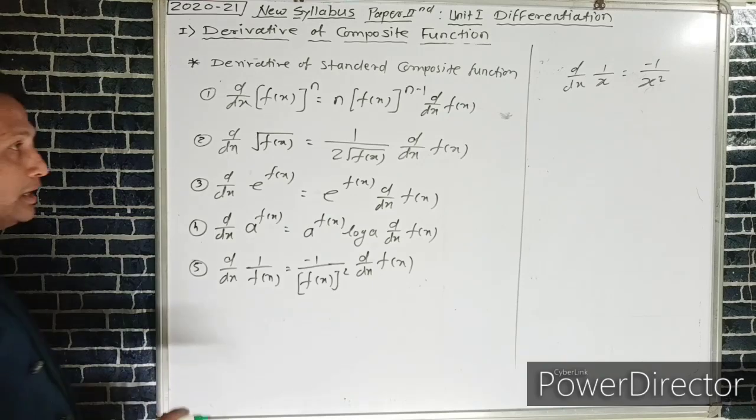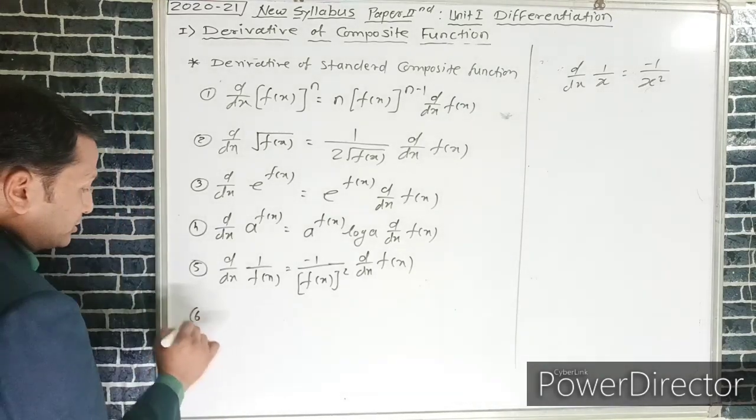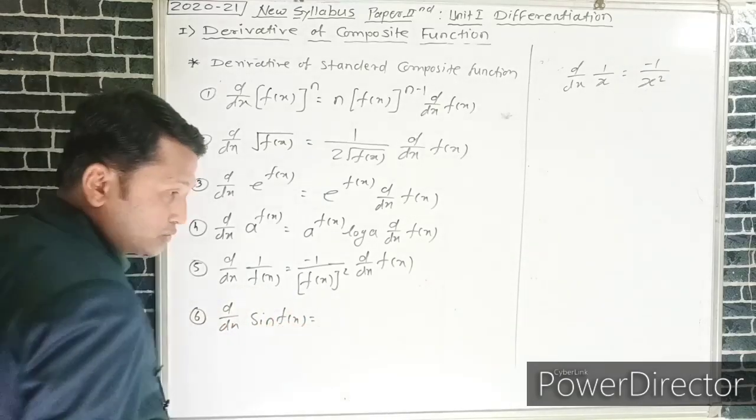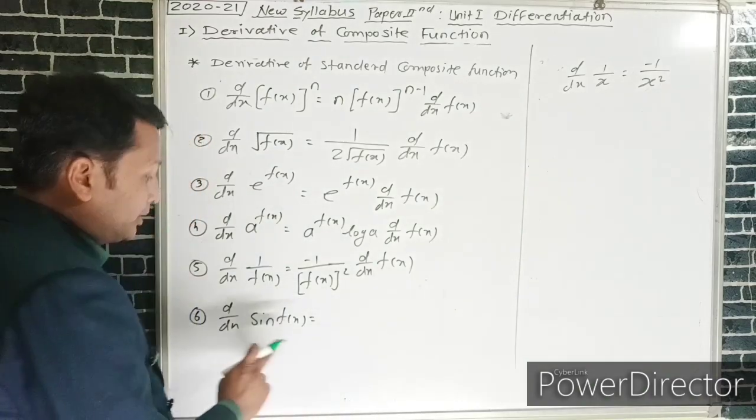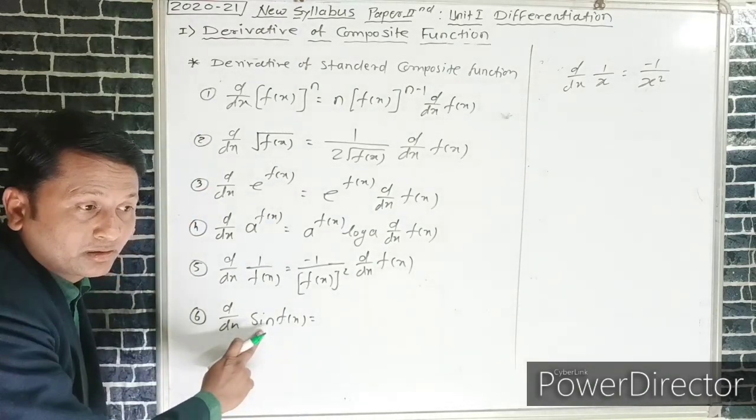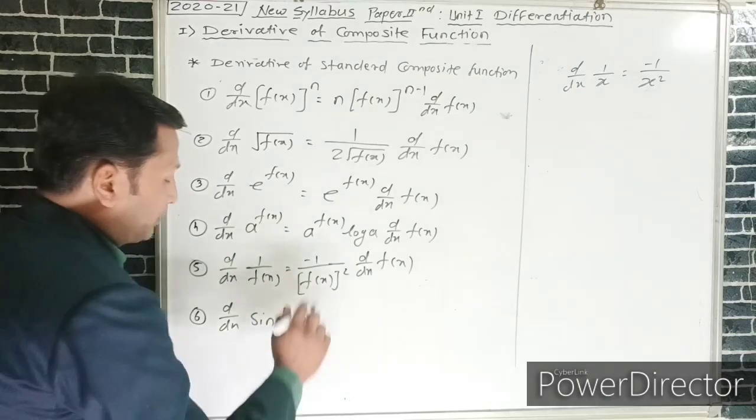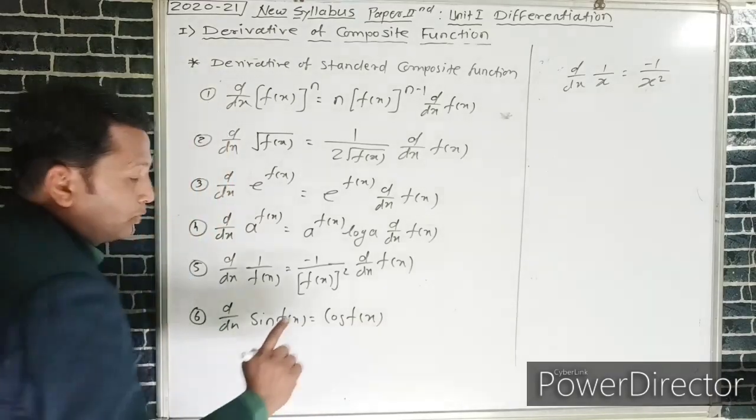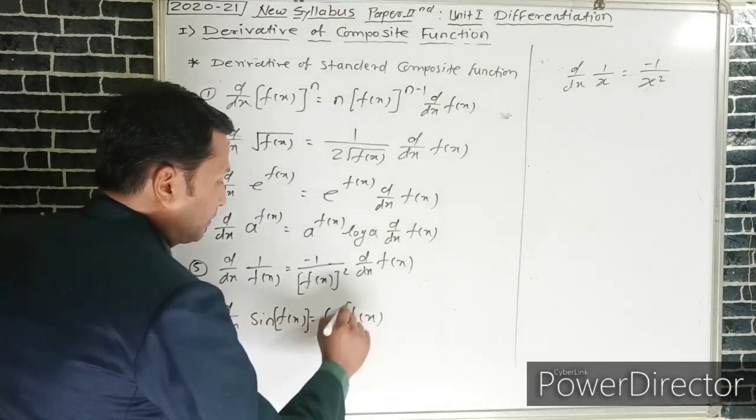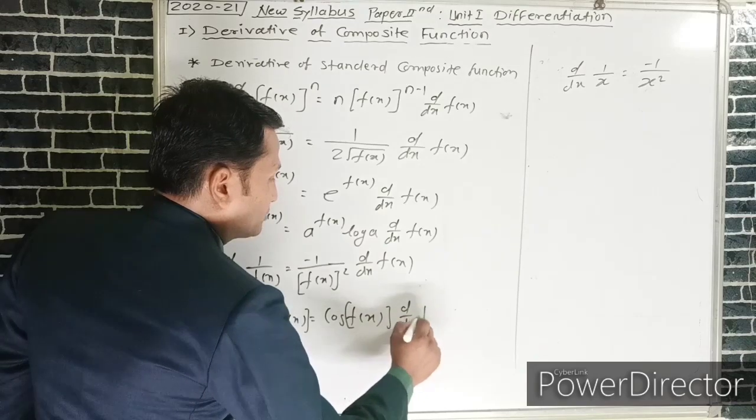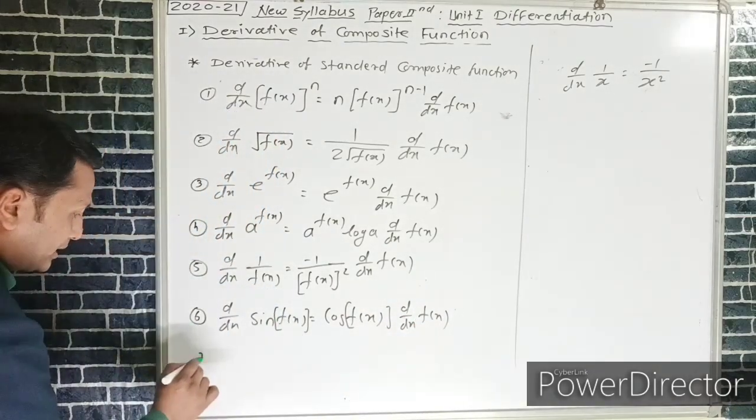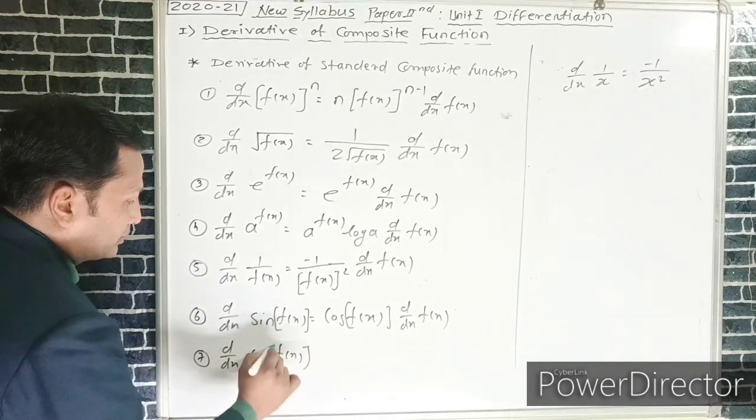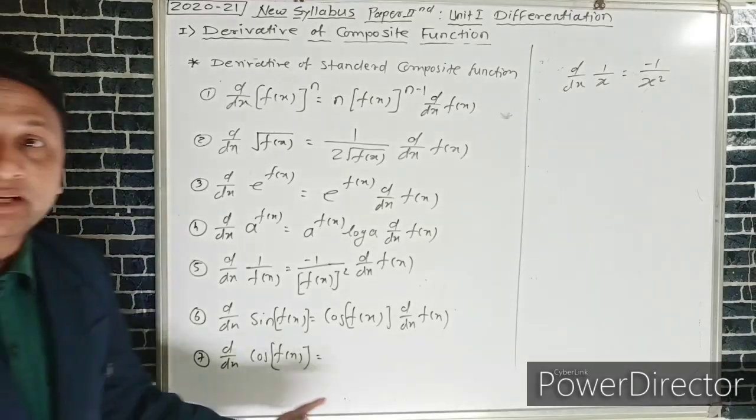Similarly, we can write the derivative of all trigonometric functions. Derivative of sine of f of x is equals to, we know that the derivative of sine x is cos x. We can write the derivative of sine of f of x is cos of f of x, and we take again the derivative of f of x, d upon dx of f of x. Similarly, we can write the derivative of cos x. We know that the derivative of cos x is minus sine of f of x.